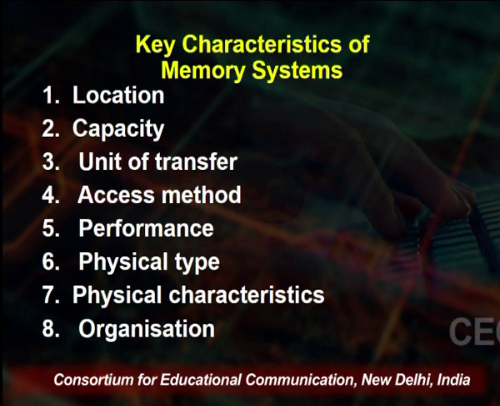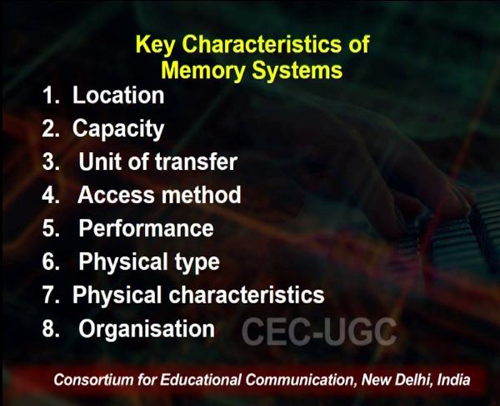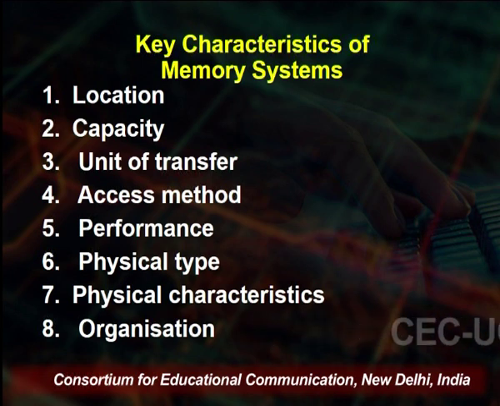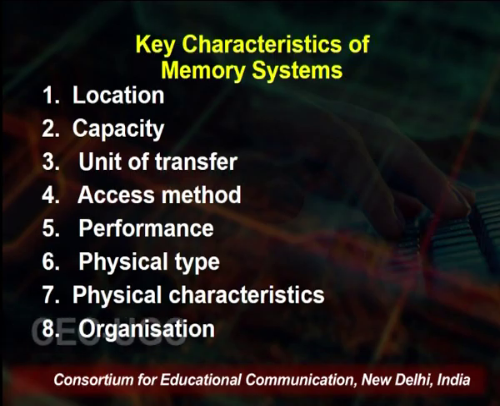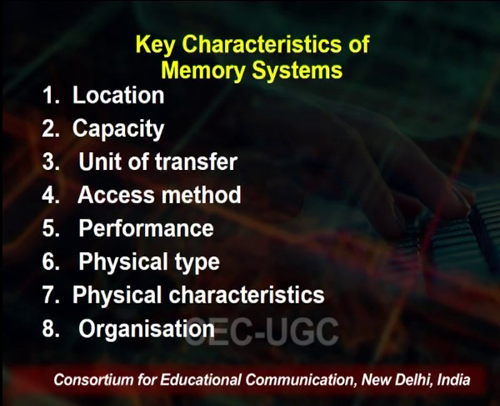Looking at the characteristics that we need to understand about any memory system, I have pointed out 8 of the most important aspects, basis which our understanding about a memory system becomes absolutely crystal clear. Let's take the very first one, which is the location. Now, what is important in location?